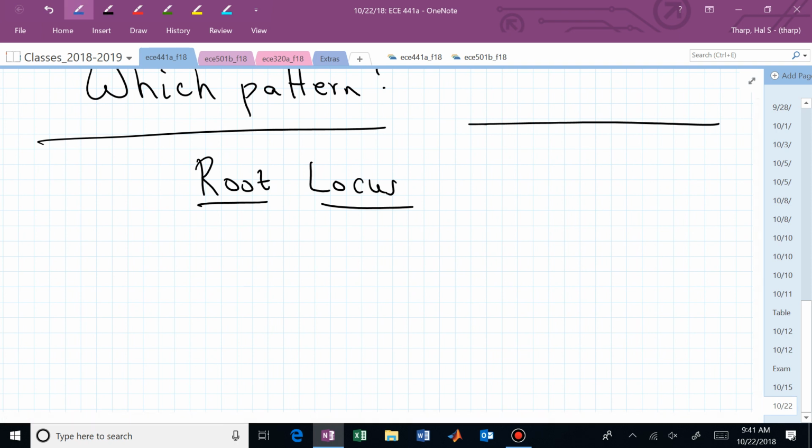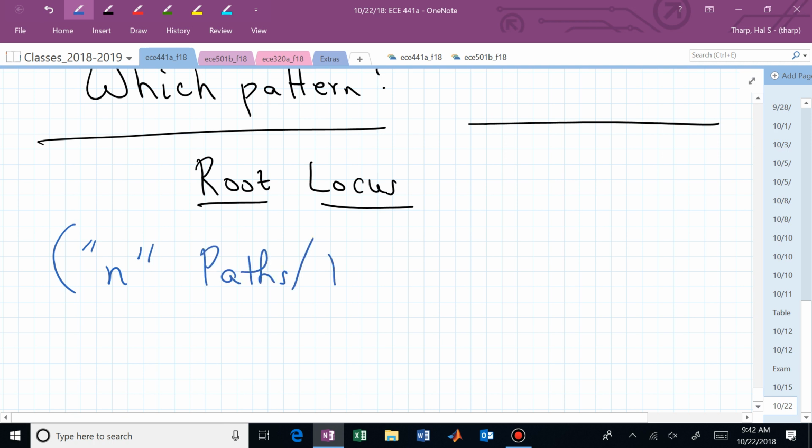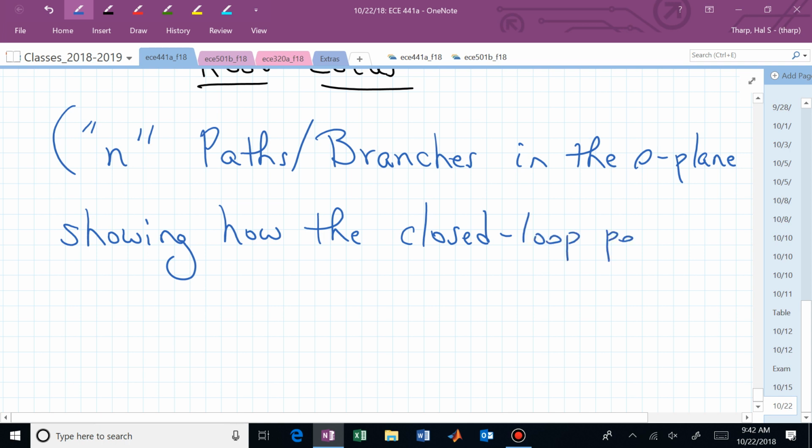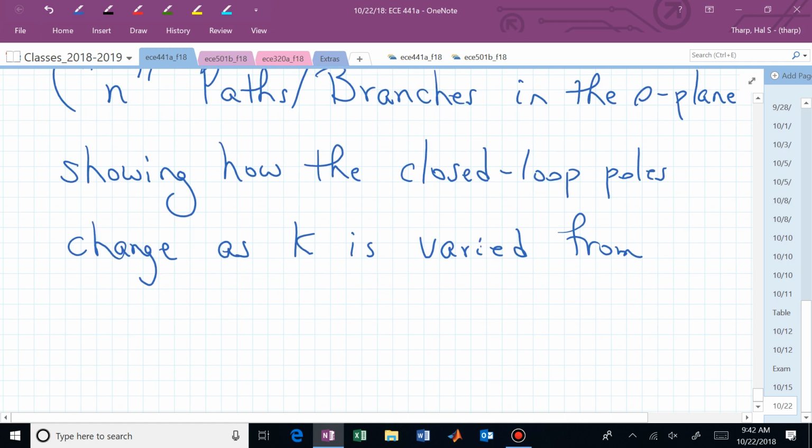So let's move on. The root locus is really concerned with paths, or what I've now been calling branches, in the complex S-plane that actually show or demonstrate how the closed loop poles change as this adjustable parameter k is varied from k equal to 0 to k going to infinity.